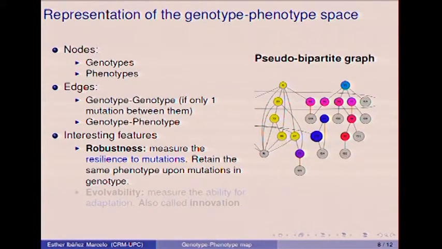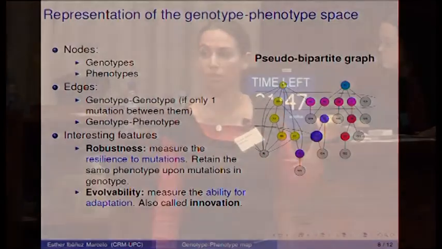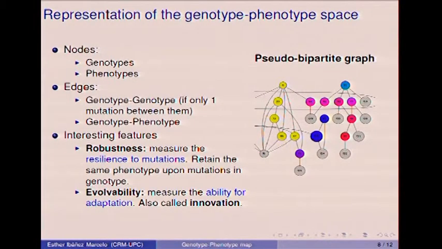For example, robustness, which is a measure of resilience to mutations. We are going to study this using the clustering coefficient, for example. And we are also interested in evolvability or innovation, which is the ability for adaptation. We are going to study this using the diameter of the graph, the shortest path, for example.